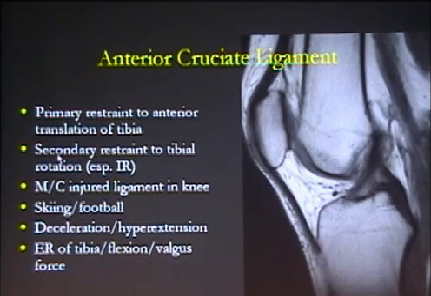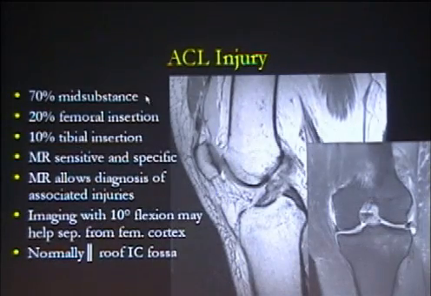It also functions as a secondary restraint to tibial rotation, especially as a restraint to internal rotation of the tibia. It's the most commonly injured ligament in the knee. And common sports in which it's injured are skiing and football. The injury often involves a deceleration and hyperextension of the knee. There's external rotation of the tibia as well as flexion of the knee and a valgus force. It can be a complicated mechanism. We'll go over a little bit more of the mechanism later and show you how you get some of the associated injuries.